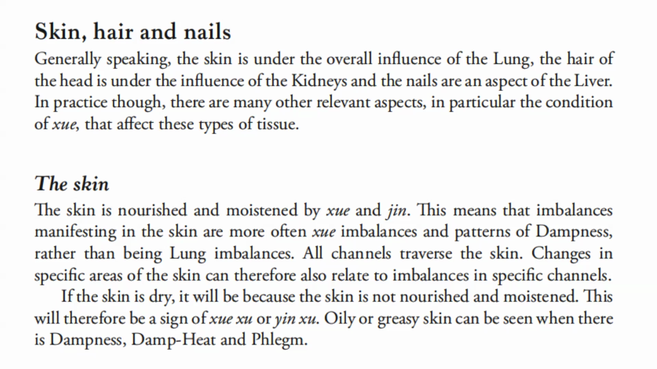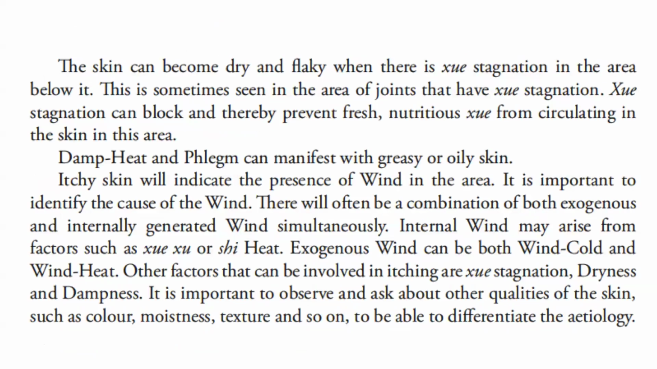If the skin is dry, it will be because the skin is not nourished and moistened. This will therefore be a sign of xue xu or jin xu. Oily or greasy skin can be seen when there is dampness, damp heat, and phlegm. The skin can become dry and flaky when there is blood stagnation in the area below it. This is sometimes seen in the area of joints that have blood stagnation. Blood stagnation can block and thereby prevent fresh, nutritious blood from circulating in the skin in this area. Damp heat and phlegm can manifest with greasy or oily skin.